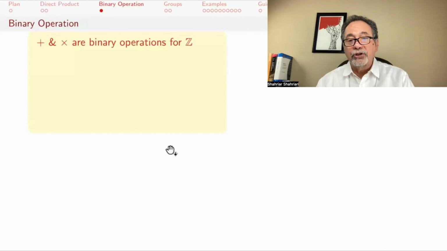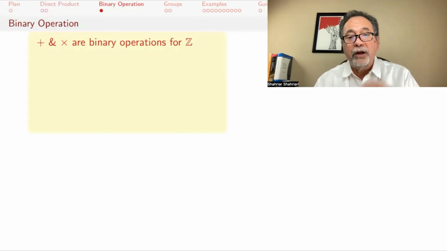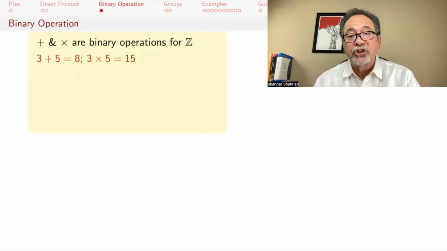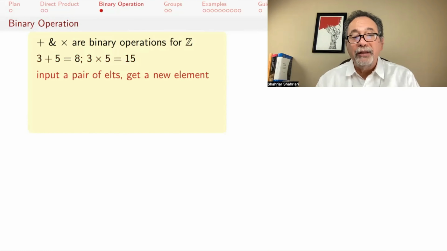What's a binary operation? I will start with an example of a binary operation, and then I will tell you what it is in general. Addition and multiplication are binary operations for the integers. Blackboard Z is the set of integers. If I give you two integers, 3 and 5, for example, you can add them, you can multiply them. You input a pair of elements and you get a new element. That's what a binary operation is.